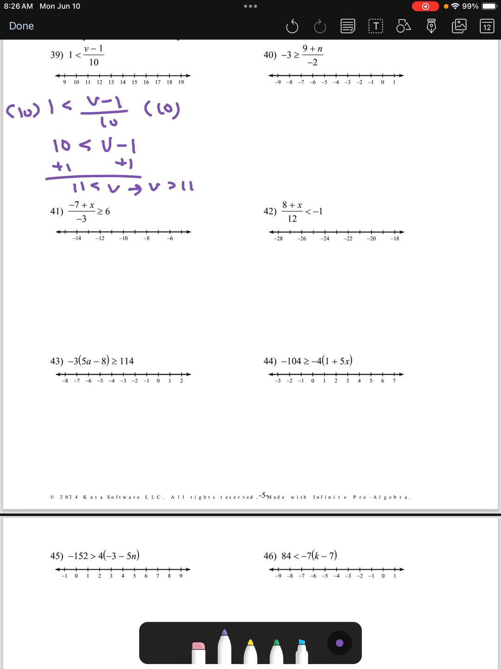As usual, I will spin that whole thing around before I make my graph. Just to make graphing a little easier, make it a little more obvious, v is greater than 11. Open circle at 11, arrow to the right.